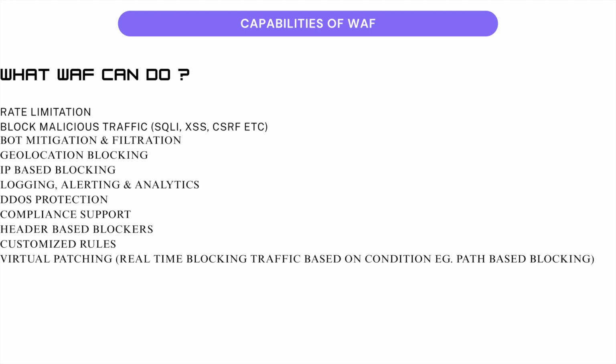Then you have logging, alerting, and analytics. You can analyze your traffic to understand more about the traffic pattern, devices, etc. Information can be gathered from the WAF logs. Then we have DDoS protection. Now, what is DDoS? DDoS is when your resources are limited and you get too many requests, so your website will be down. To protect against those kinds of things, you can implement DDoS protection.